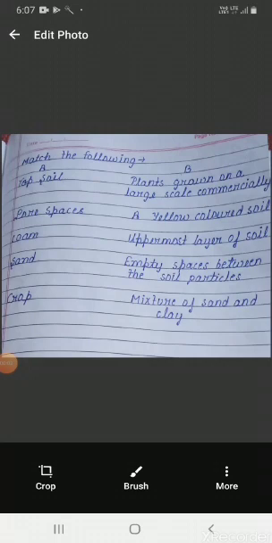Now students, here I am giving you the following. Here are two columns. First is A and other is B. You look at both columns carefully and give the correct answer. Your first question is topsoil. What is the answer of topsoil? Uppermost layer of soil. Yes, very good. Match both.